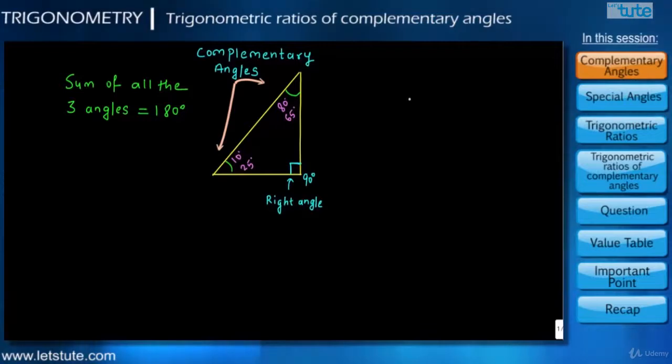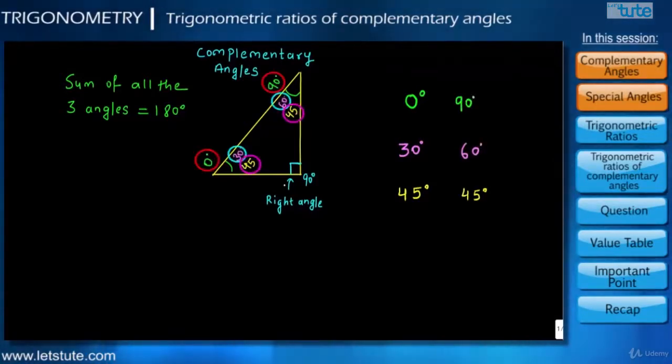In trigonometry, we have some special angles: 0 degrees, 30, 45, 60 and 90 degrees. These pairs of angles are called complementary angles.